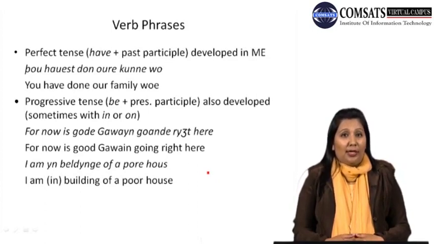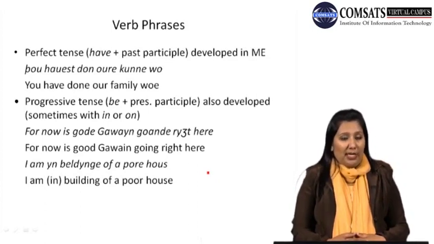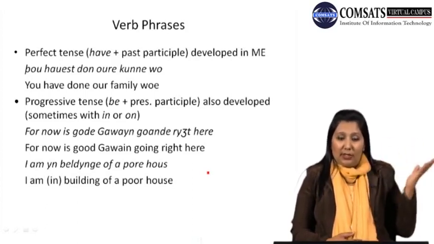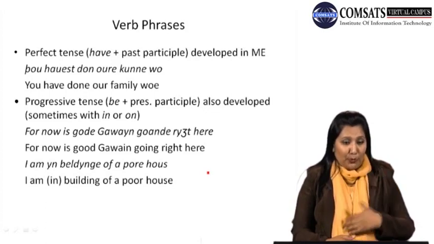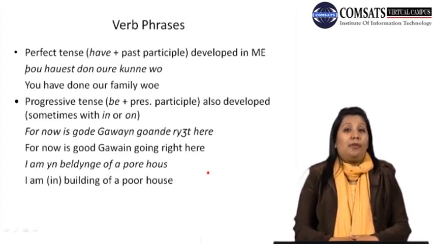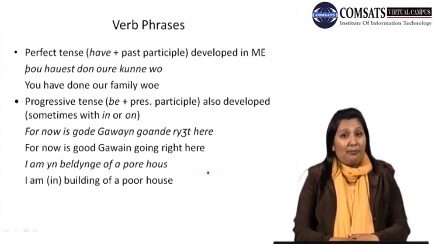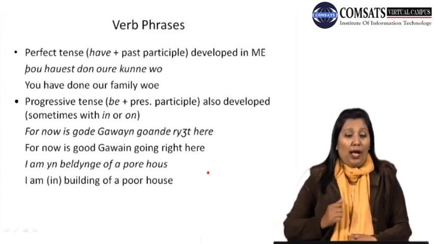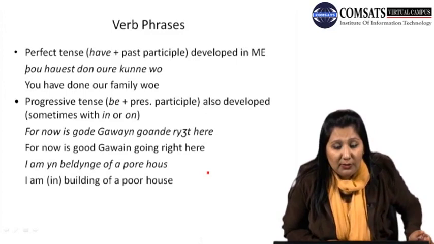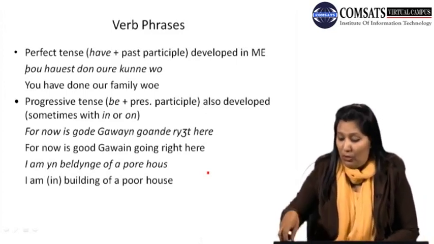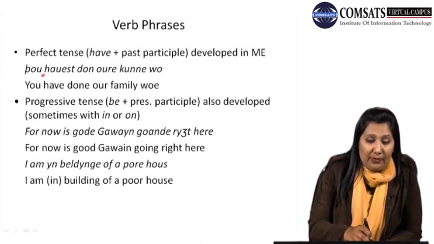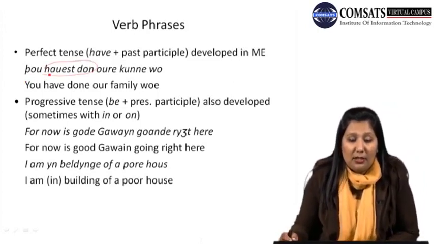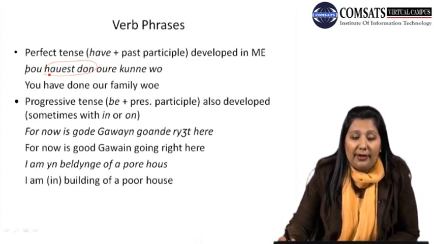This is actually continuing from a very, very old age, that is the Middle English period. Perfect tense would have plus the past participle. Past participle means the third form of the verb, the form that comes with ed. It was developed in the Middle English period. You have done our kin woe. You have done our family woe. You have us done our kin woe.